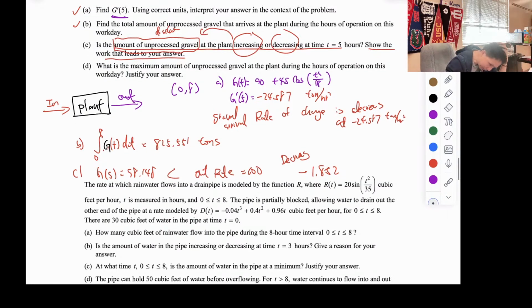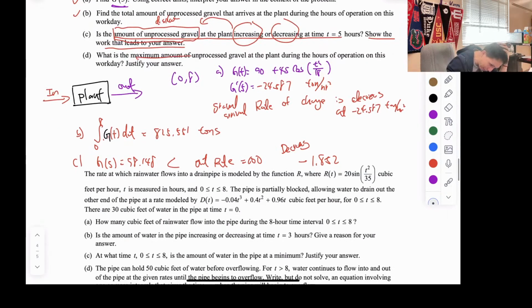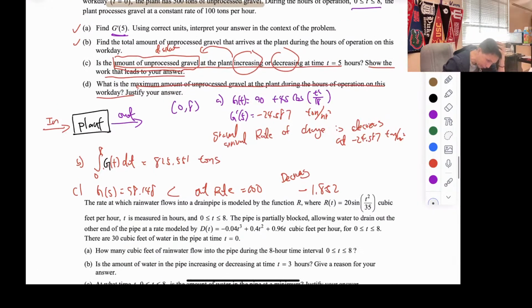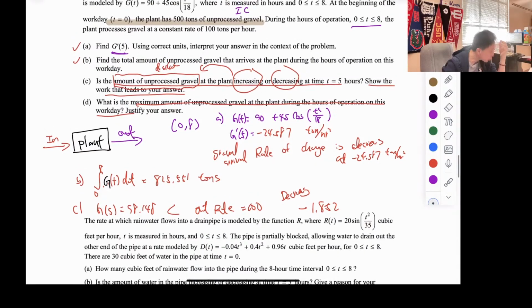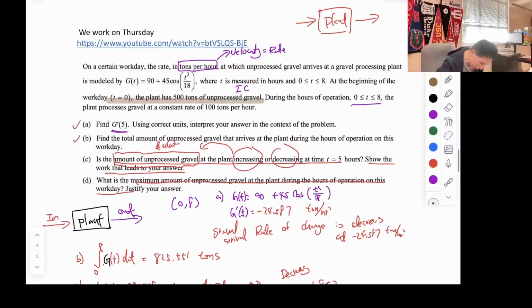Last one. What is the maximum amount of unprocessed gravel at the plant during the 8-hour operation? Pay attention. There's one piece of information I have not used yet. Which information? Rate of decrease? No. Your initial condition. Why do I need to include my initial conditions? Because it's talking about the total. What is it before? 500. Yeah, 500.